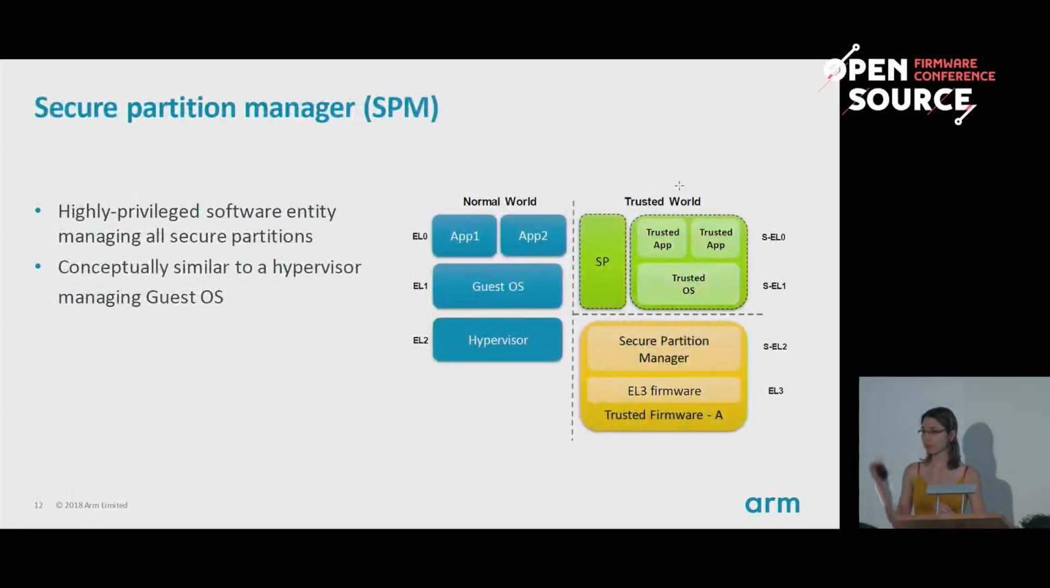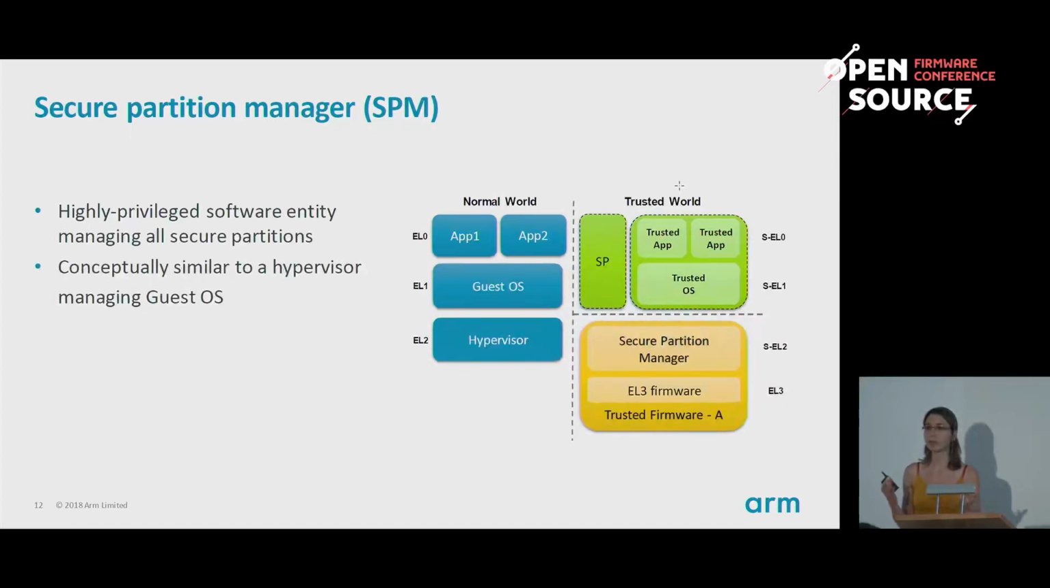Now, this is how the world would look with secure partitions. In the green boxes, you've got two examples of secure partitions. The first one is, let's say, a simple one that would run in both secure EL0 and secure EL1. But you can also have a more complex secure partition that encapsulates a whole trusted OS and its trusted applications. And you may have as many secure partitions as you want in your system.